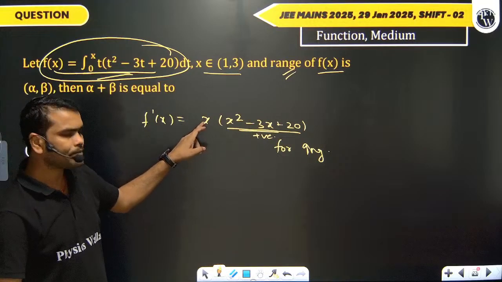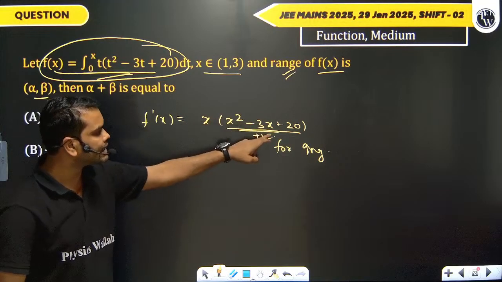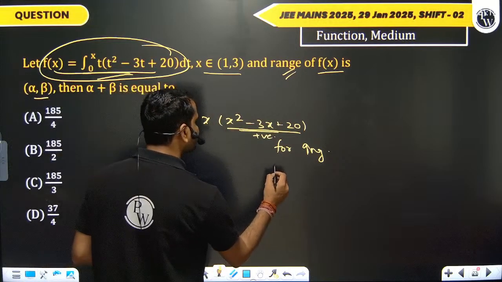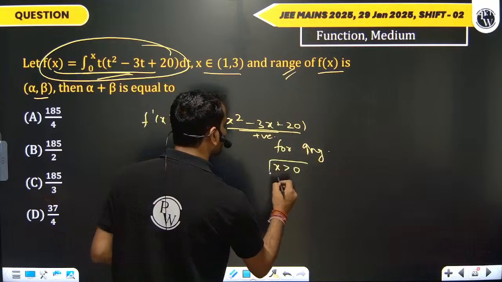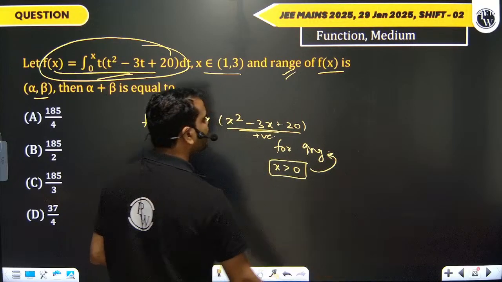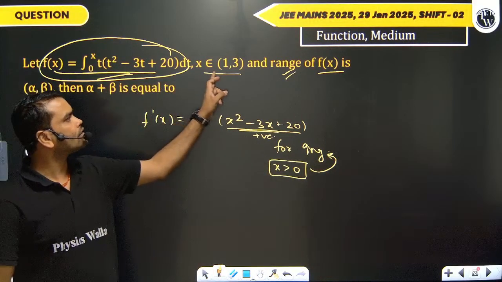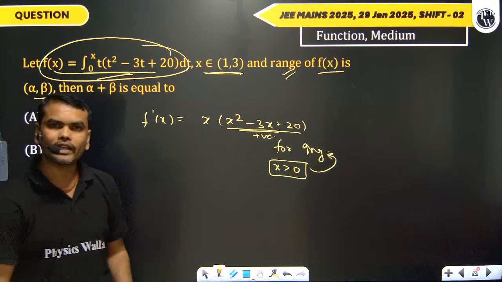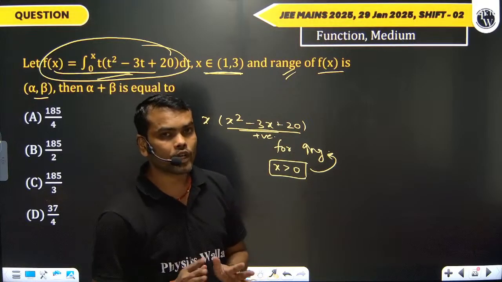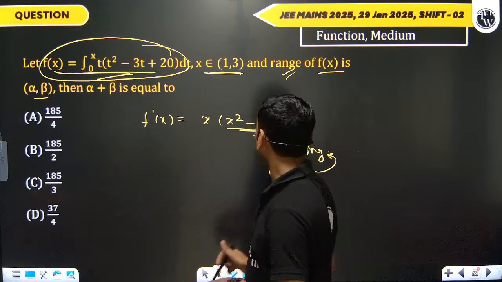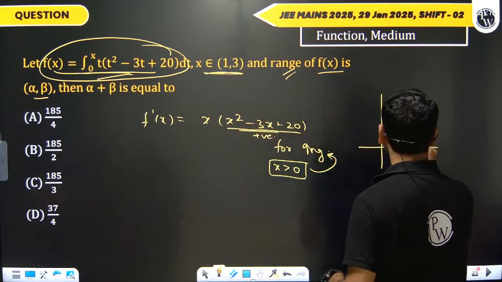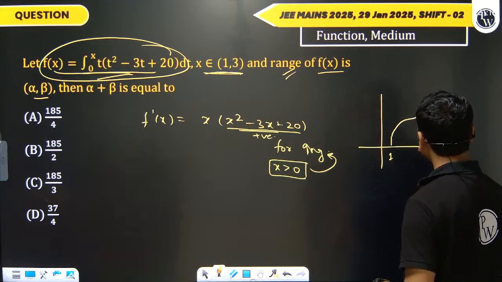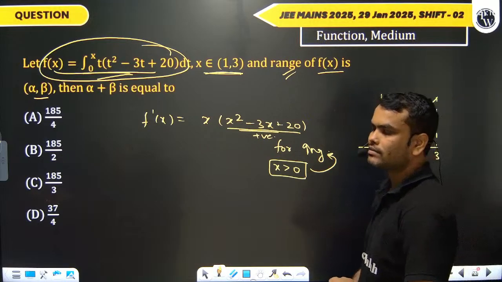Now whenever x will be positive, it will be greater than 0. When x will be negative, it will be less than 0. So for x greater than 0, it is going to be increasing. And we have to take what value? We have to take the value of x between 1, 2, 3, which means all values are positive. So for 1, 2, 3, the function is increasing. So obviously at 1 you will get the lowest value, and at 3 you will get the maximum value, right?